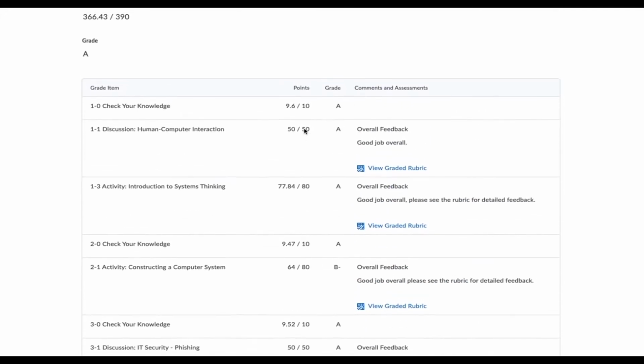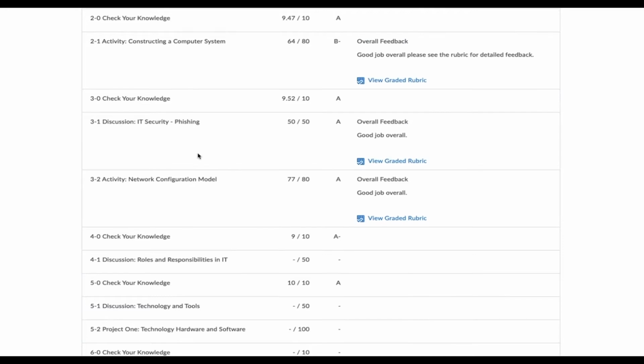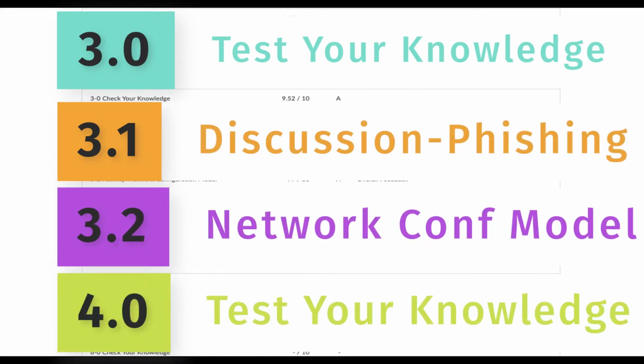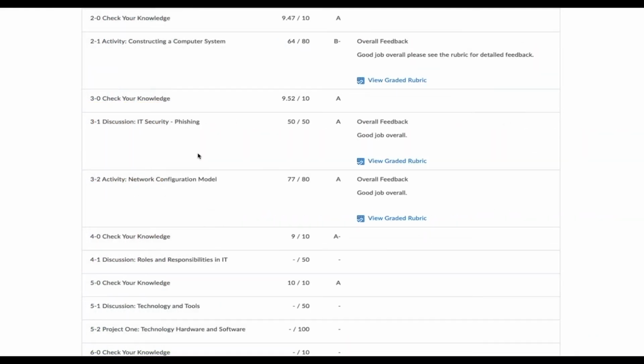So first thing we always start off with is the grade check. We're at 366.43 out of 390, which is a grade A in this particular class. And we'll just break down each one of these as far as weeks 3 and 4. So we're going to talk about the check your knowledge. As I said, that's just a quiz that you do initially, and once that part is done, you get a grade immediately. So on the 3.0 check your knowledge, I got an A. I got a 9.52. So not an exact perfect score, but enough to score an A in that class.